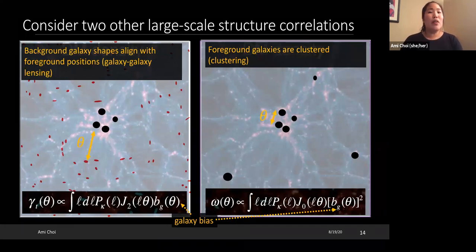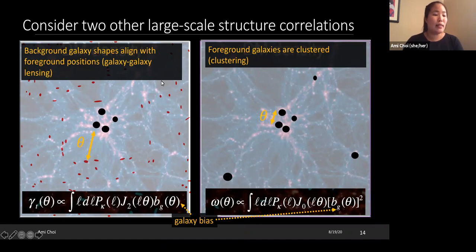Let's also consider two other types of large-scale structure correlation functions. The first is on the left here. This is something commonly known as galaxy-galaxy lensing. This is where background galaxy shapes align with foreground positions. And gamma T, so tangential shear or galaxy-galaxy lensing, takes a similar form as what we saw for psi plus, except there's a different Bessel function here. And it also picks up a factor of galaxy bias, because one of the quantities that we're doing the correlation with is a position. And positions of galaxies are biased tracers of the underlying matter density field.